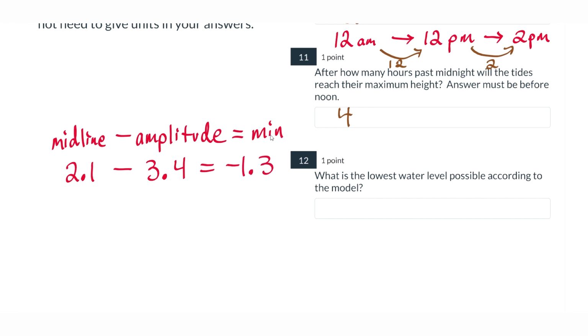And negative 1.3 might be a strange answer, but think about water levels. Sea level means you're at 0 feet, right? If you're right at the beach, that's 0 feet sea level. But this can go below the beach, which means it's below sea level. So this is 1.3 feet below sea level.